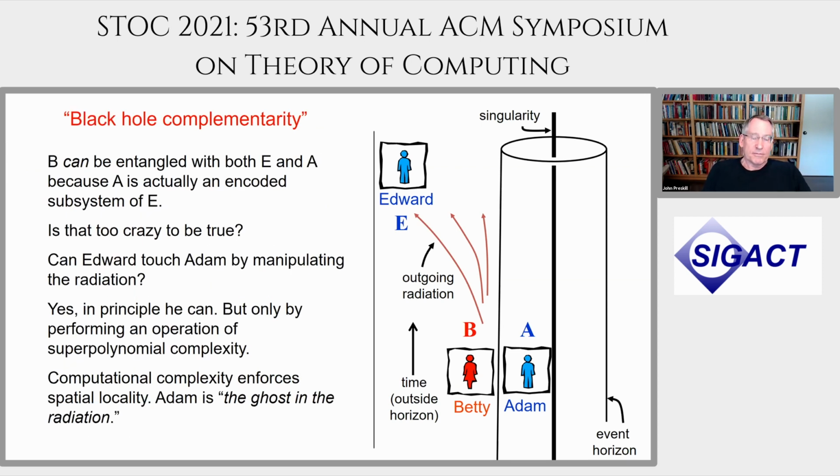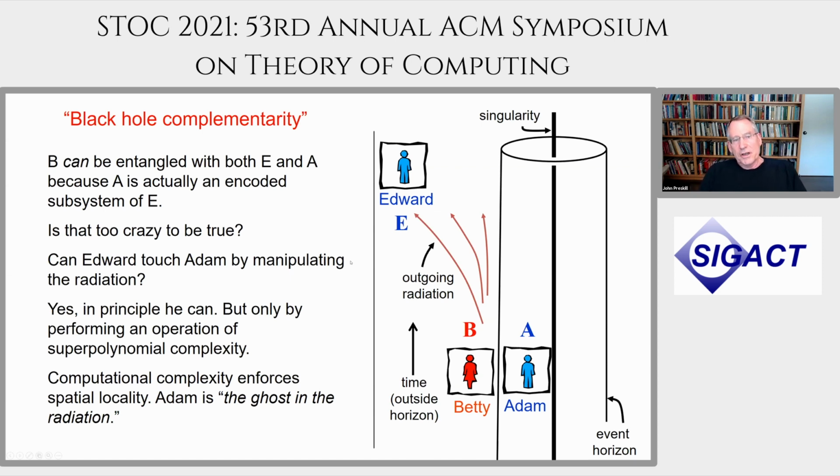The emerging consensus is that, in fact, it is possible for system B to be entangled with both system A and system E because system A is not really an independent system. We can think of the interior of the black hole as being encoded through a very complex encoding map in the radiation that was emitted a long time ago by the black hole. Now, that's a very crazy proposal because it's wildly non-local. It means that Edward, who's interacting with that early radiation, which might be light years away from the black hole, can touch Adam, who's inside the black hole.